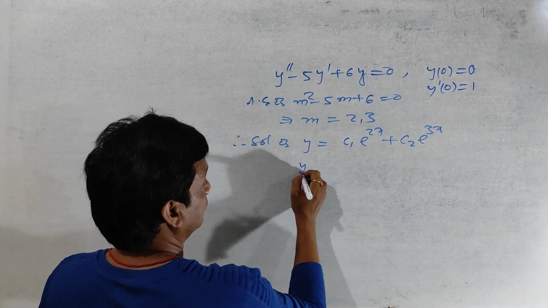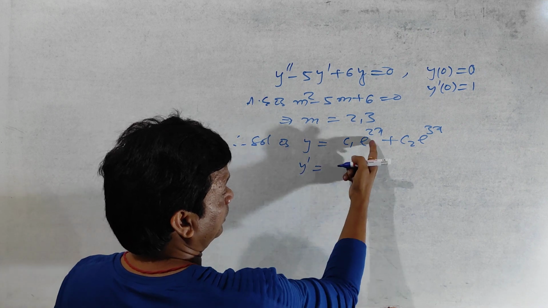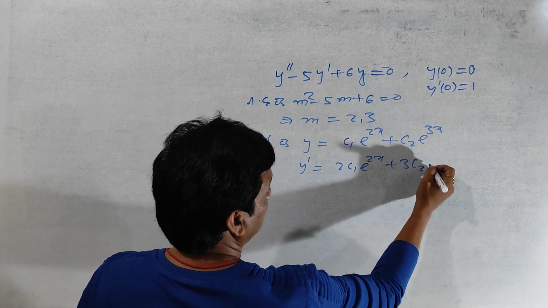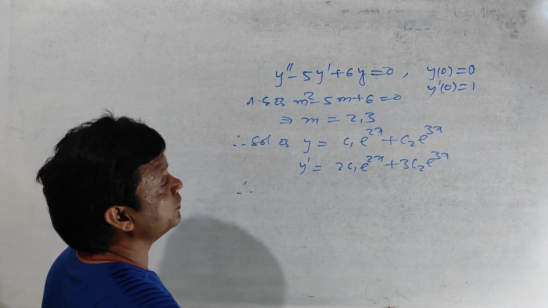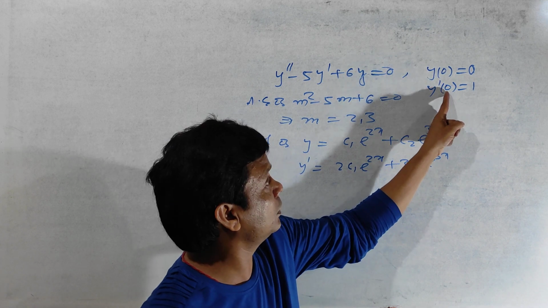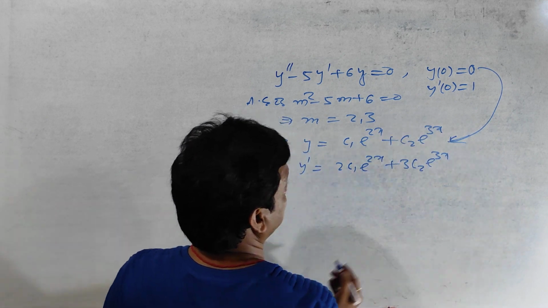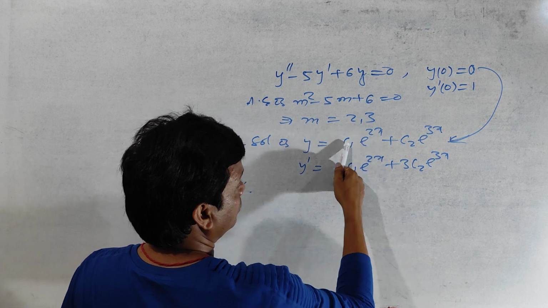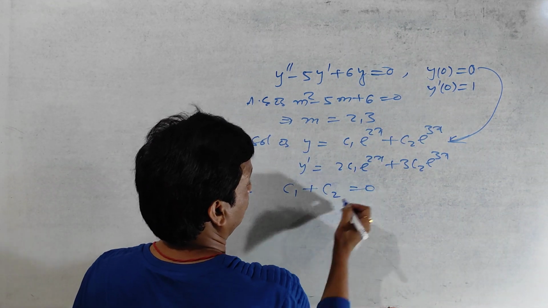So y dash is given, so find out y dash. That means the derivative of this one. And what is the derivative of this one? 2c1 e to the 2x, and this is 3c2 e to the 3x. Clear? And put the conditions. Using the condition, when x is equal to 0, the value of y is 0, and when x is equal to 0, the value of y dash is 1. First put this condition in this equation. In place of x, put 0. E to the 0 is 1, e to the 0 is 1, so c1 plus c2 is equal to y is also 0. That means c1 plus c2 is equal to 0.